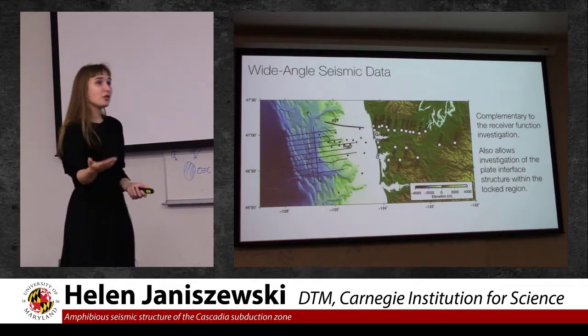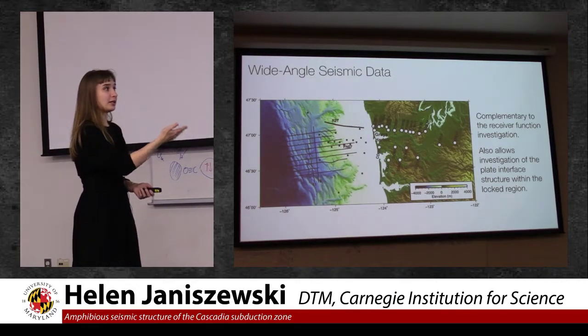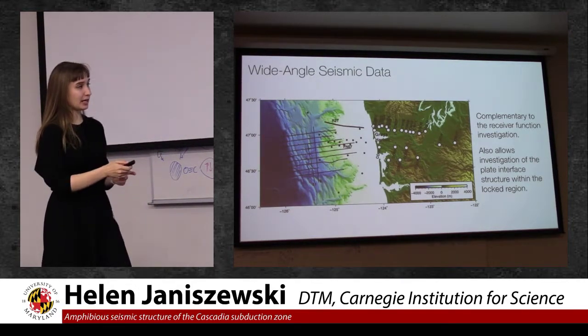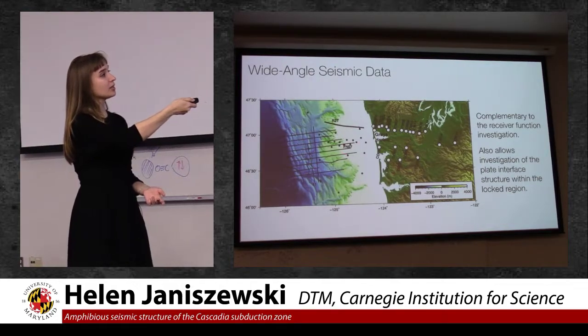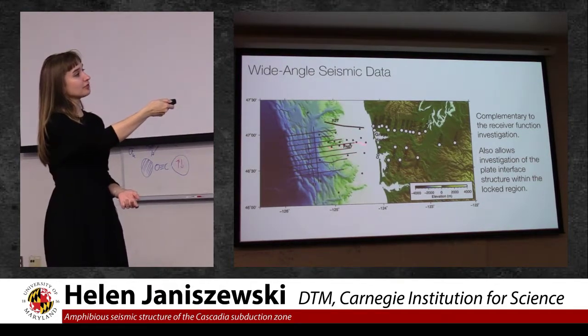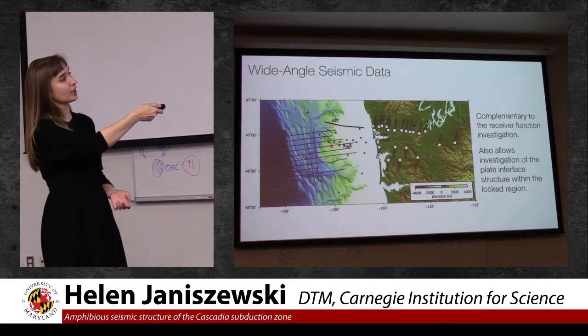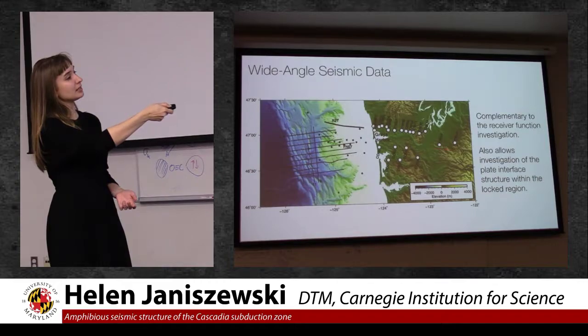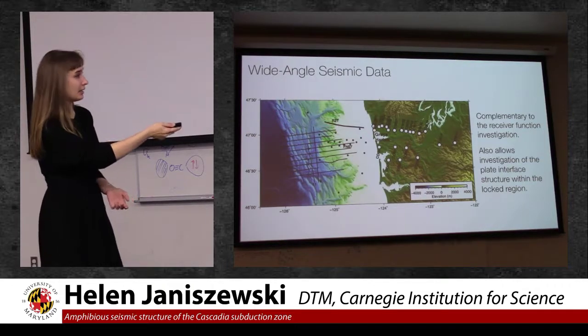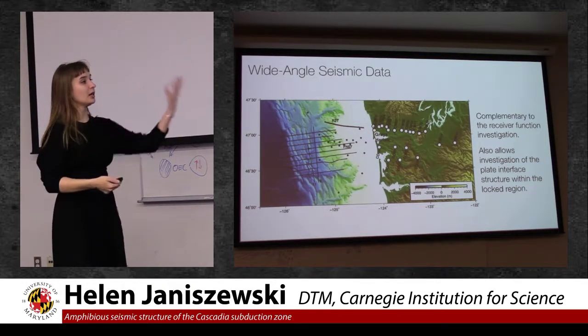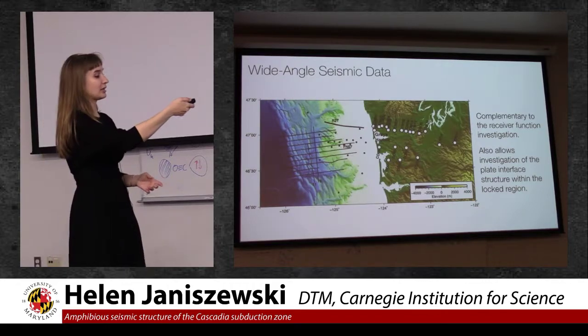But as I said, another way we can get at this problem is using this wide-angle reflection data. And it's complementary to the receiver functions. Right here is the location of the station that I just showed you, where we have the shear velocity model from. And then we're using these stations onshore. This is the line which the Langseth traveled along. And so it allows investigation of the plate interface in a similar area.